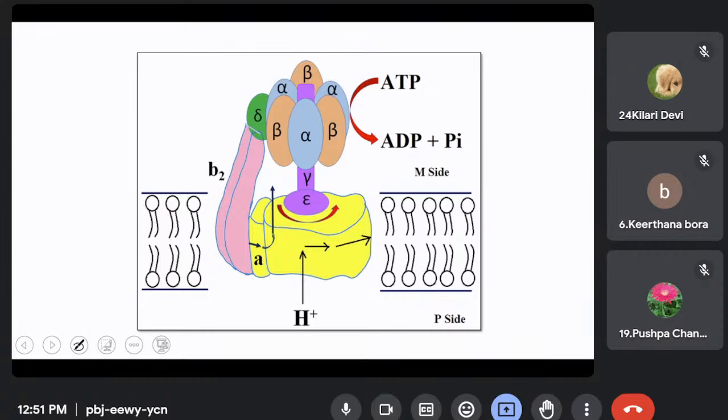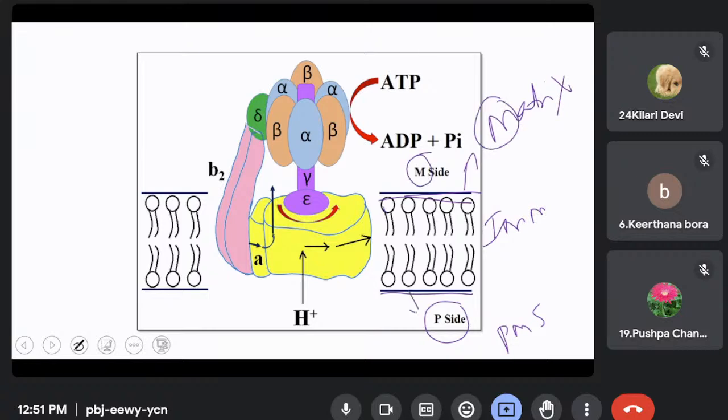Okay, so the protons are transported through the F0 F1 complex. And what does this F1 particle actually consist of? This is called the P side. This is the inner mitochondrial membrane. This is the matrix. This is the perimitochondrial space. So this membrane has two faces, two sides. One facing the matrix is called the M side, M for matrix. The other facing the perimitochondrial space is called the P side, P for perimitochondrial space. So there are two sides, M side and P side.